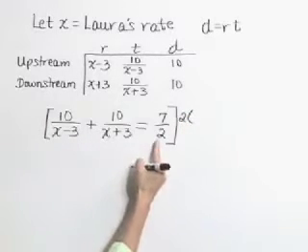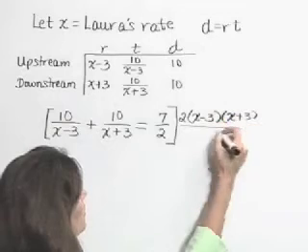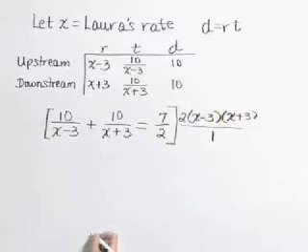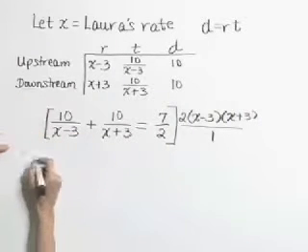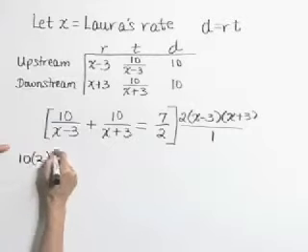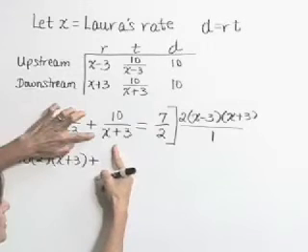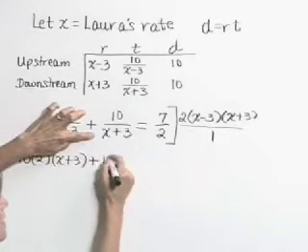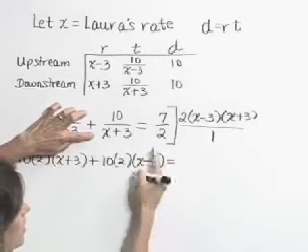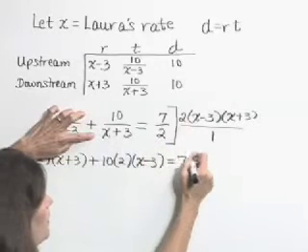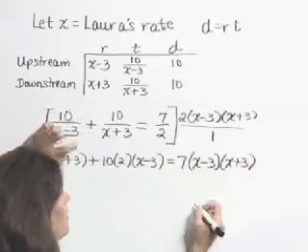That lowest common denominator is 2 times x minus 3 times x plus 3, and you can think of that over 1. Now let's multiply. So we take this times our first term, the x minus 3's cancel, leaving 10 times 2 times x plus 3. As we multiply times our second term, the x plus 3's cancel, leaving 10 times 2 times x minus 3. On the right-hand side, the 2's cancel, and this gives 7 times x minus 3 times x plus 3.